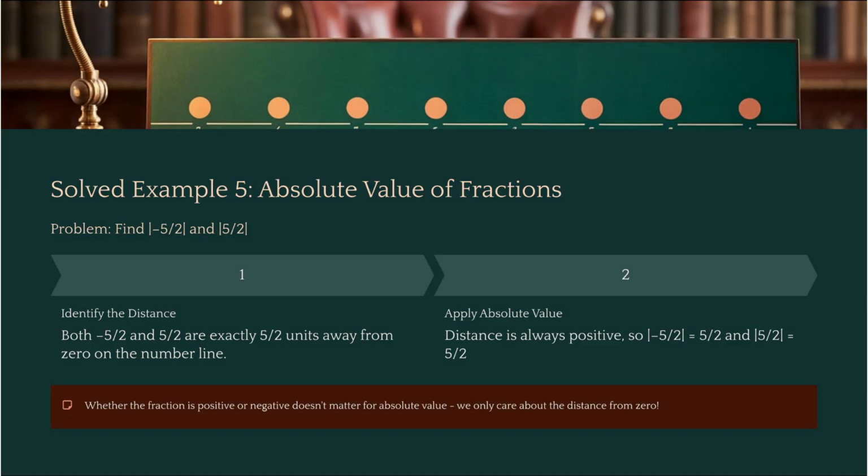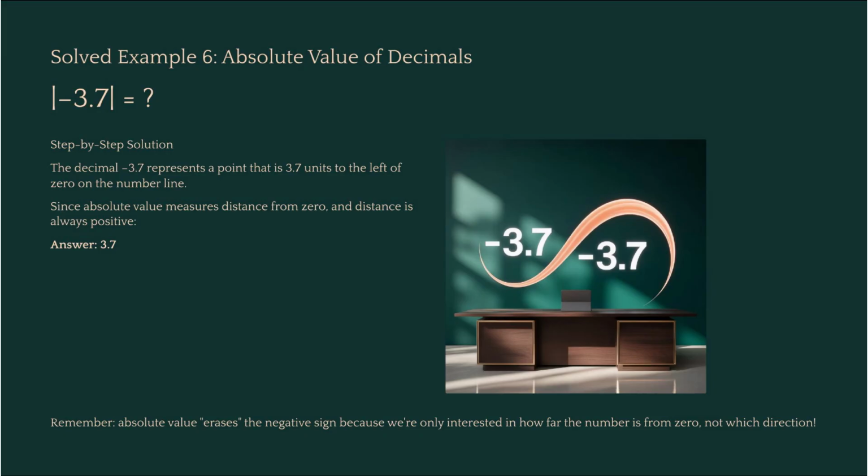This rule also applies to fractions, as seen in example 5. The absolute value of -2/5 is 2/5. The absolute value of 2/5 is also 2/5. The number of units away from 0 is the same, regardless of the direction. The same goes for decimals in example 6. If you find the absolute value of -3.7, the answer is simply 3.7. The negative sign only describes the direction, and absolute value only cares about the distance.